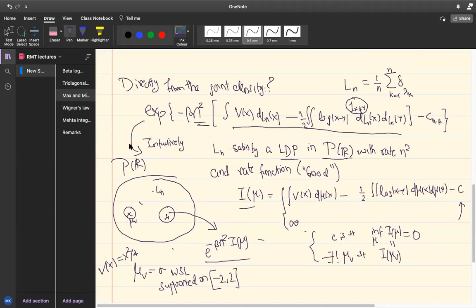Now, if there are no other questions, then I will move on to the next use. I will have to also come back to how this tridiagonal matrix comes about, or maybe that will be in the next lecture. Any questions or anything so far?